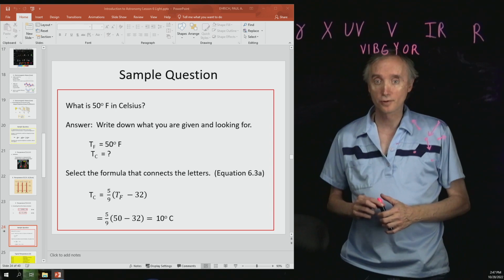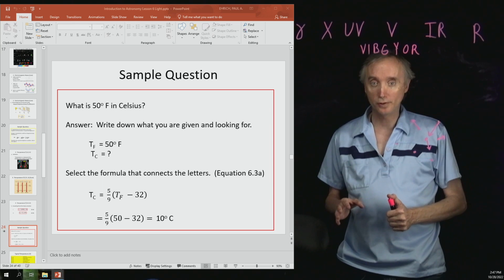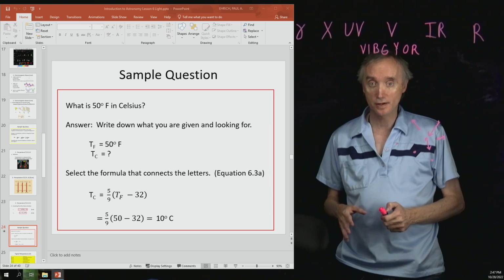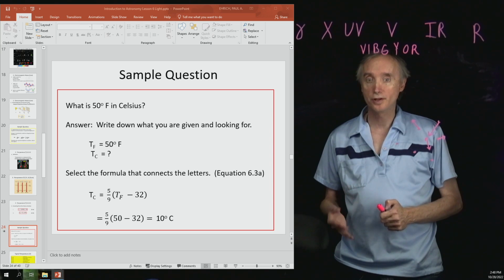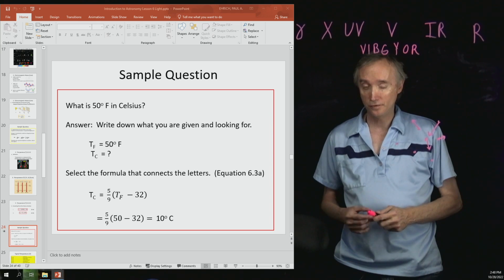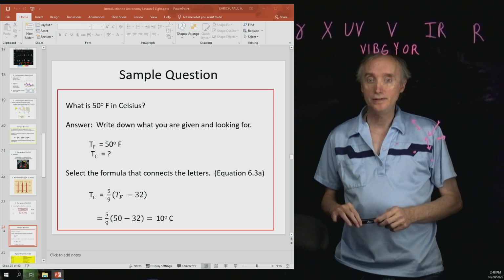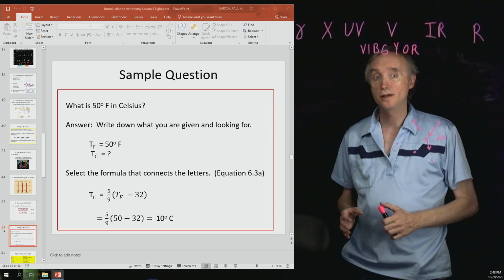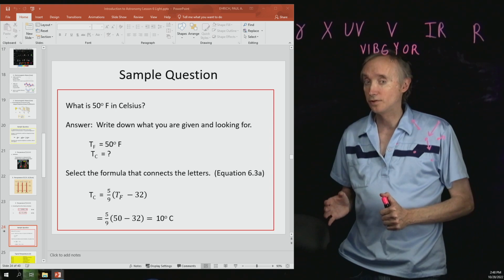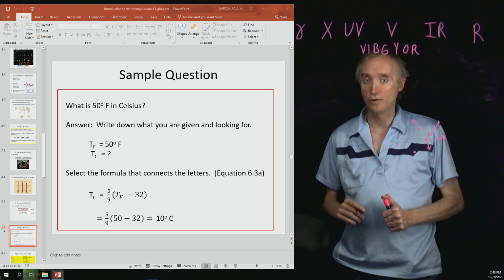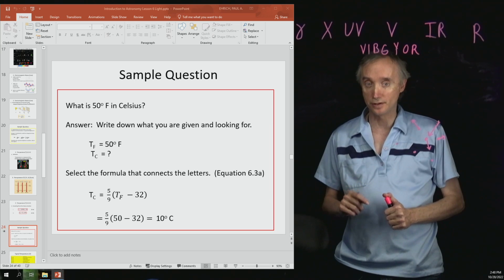So we take our formula, we plug in, instead of the temperature Fahrenheit, we put in the 50. So 50 minus 32 is 18. And then 18 divided by 9 is 2, and then 2 times 5 is 10. So you're ending up with 10 degrees Celsius.